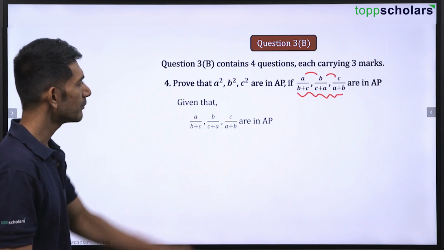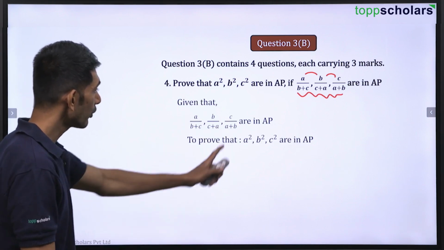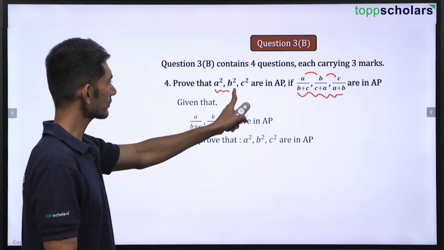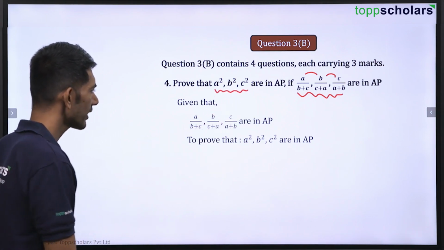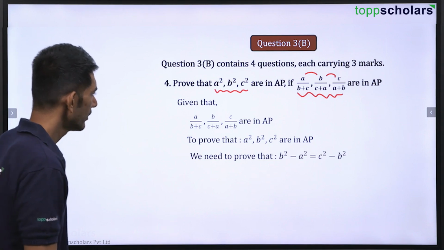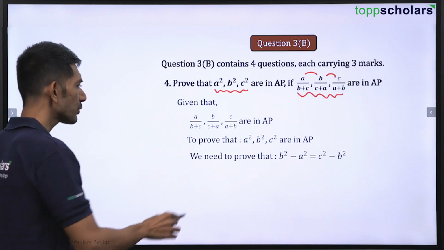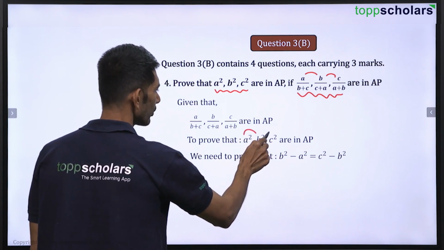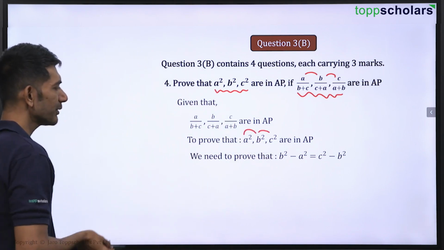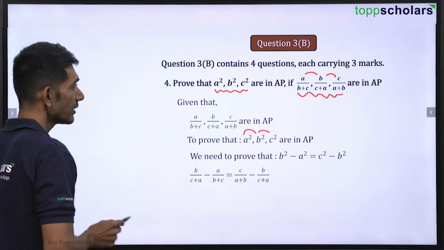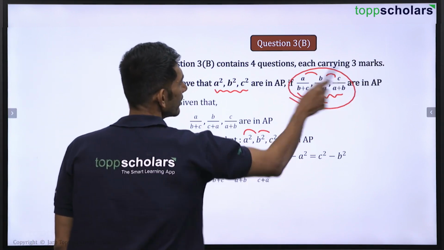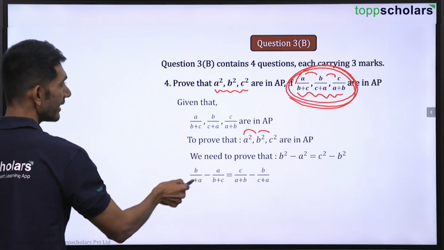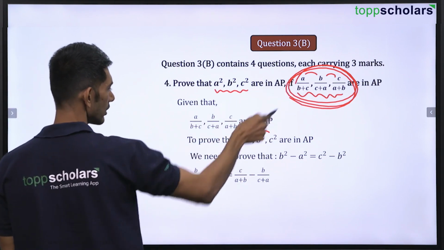So here these numbers are in AP. We are supposed to prove that a², b², c² are in AP. So can I say, if I am supposed to prove a², b², c² in AP, I need to prove that b² − a² = c² − b². Correct? Now what is given? This is already given. They are in AP. So second term minus first term is equal to third term minus second term.